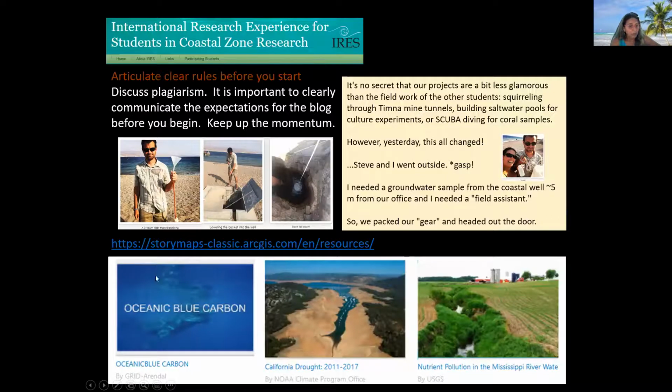Another platform that I've used is called Story Maps. It's more complex and includes some knowledge of GIS, but there are lots of very clear tutorials on their webpage that could be very useful if you want to use that.